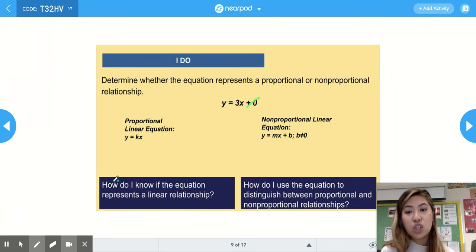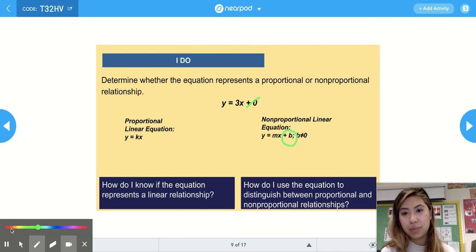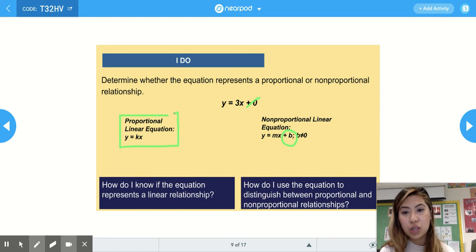So to answer the question, how do I know if the equation represents a linear relationship? Well, the equation represents a linear relationship if it's either in the form of y is equal to k times x, or y is equal to mx plus b. Those are the two forms of linear equations that we're learning about for proportional and non-proportional relationships. And to distinguish between proportional and non-proportional relationships, you can see that our non-proportional relationships have a y-intercept, or a starting value, that is not at 0. So this would be a non-proportional linear equation.